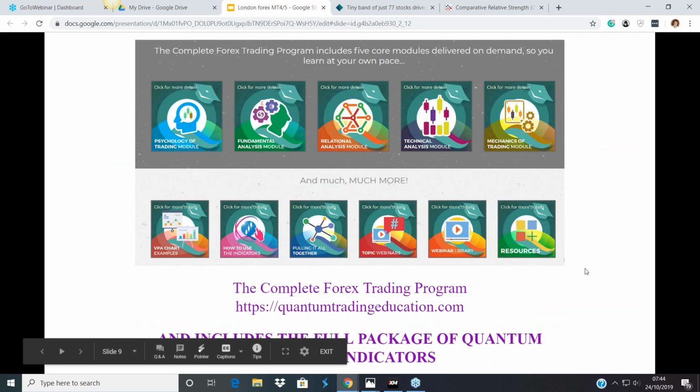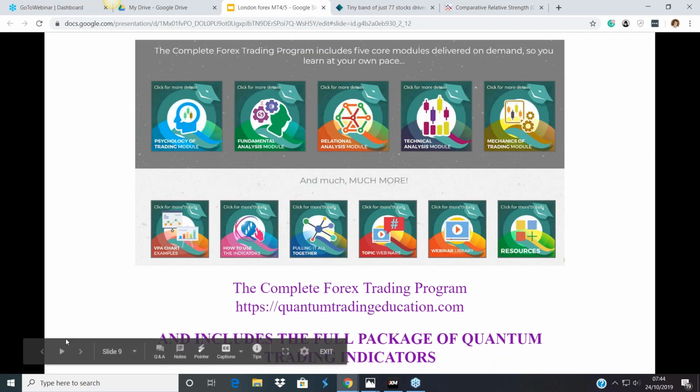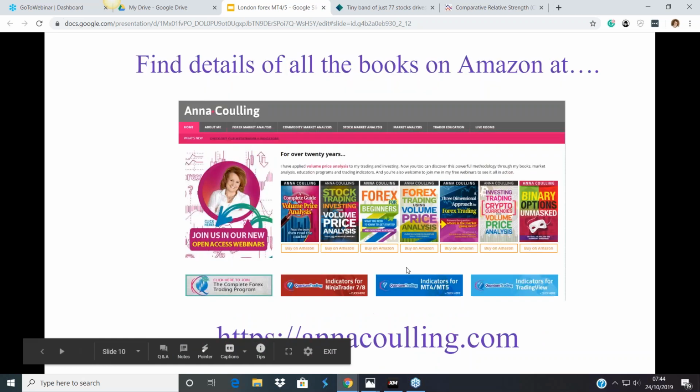And this is a breakdown of the modules that you will find as part of the program. Psychology is actually the most important one, then fundamental, relational, technical, and what we call the mechanics of trading, basically what you have to do to trade.